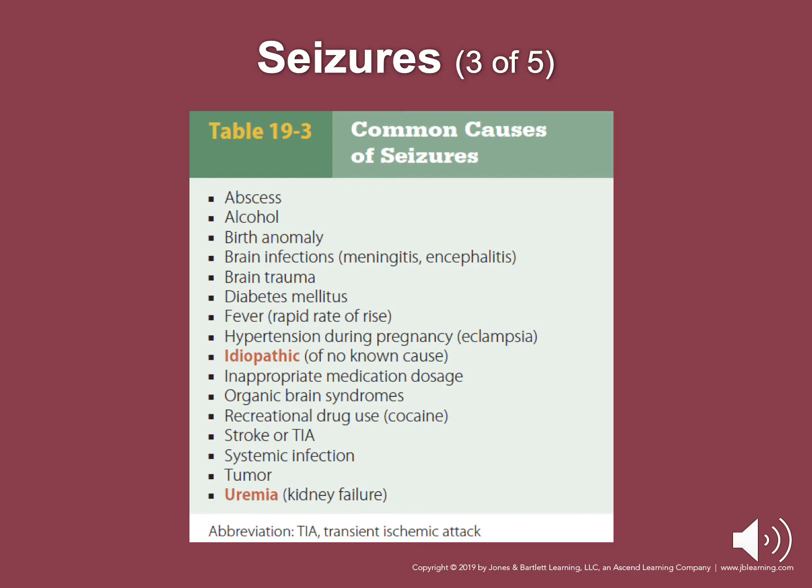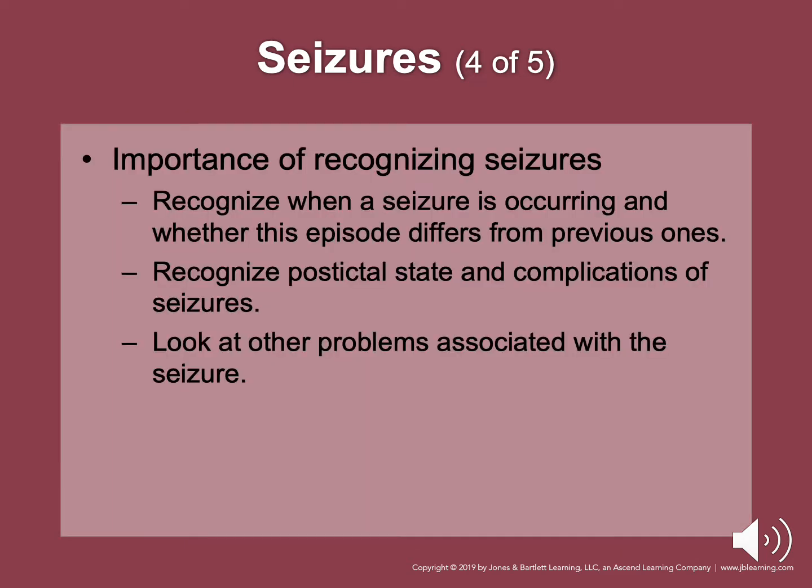Alright, importance of recognizing seizures. Recognizing a seizure is occurring, whether this episode differs from previous ones. Recognize the post-seizure state and complications of the seizure. So it may prevent the patient from breathing. So look at other problems associated with the seizure. Patients who have a generalized seizure may experience incontinence. So with seizures at the advanced AEMT level, we need to always look at their airway.